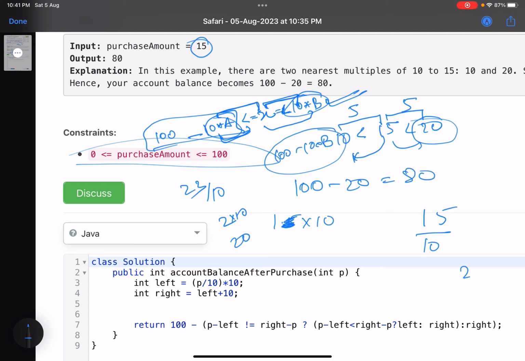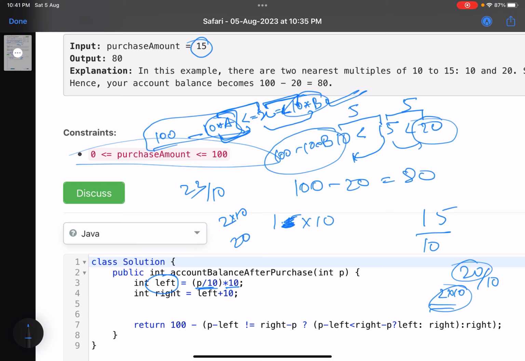For example, let's take 20. Divided by 10, you get 2. 2 into 10, so you get 20 only. What I am saying is the greatest multiple of 10 which is just less than or equal to the given number, right? This is how you get it. Let's call it left. Just see, p divided by 10 into 10, right? Now what will be right?